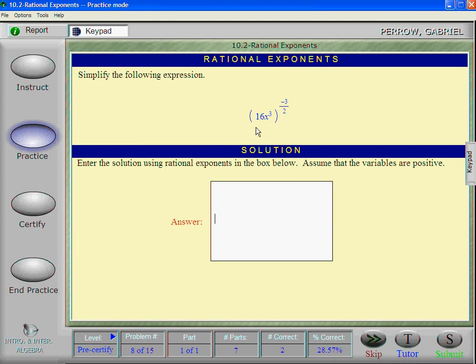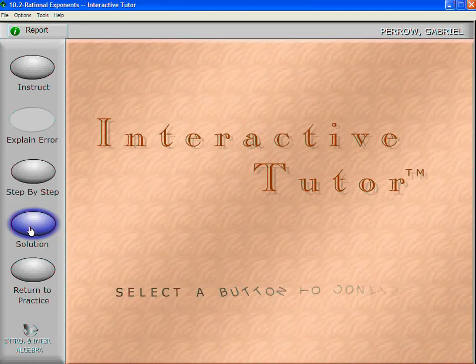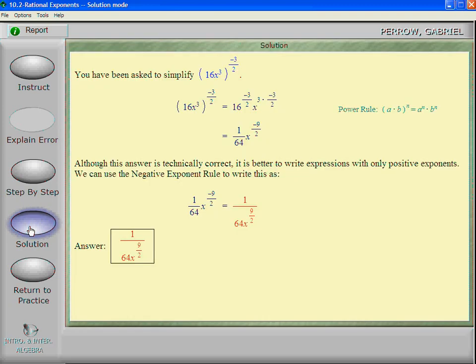Okay, 16x to the third, all to the power of negative 3 over 2. Either they could have you flip this and say 1 over 16x to the third, parentheses, to the 3 over 2 power, or they'll distribute the negative 3 over 2 in. Both ways are valid, but it's hard for me to use words to show you this particular problem. So let's see what they do.